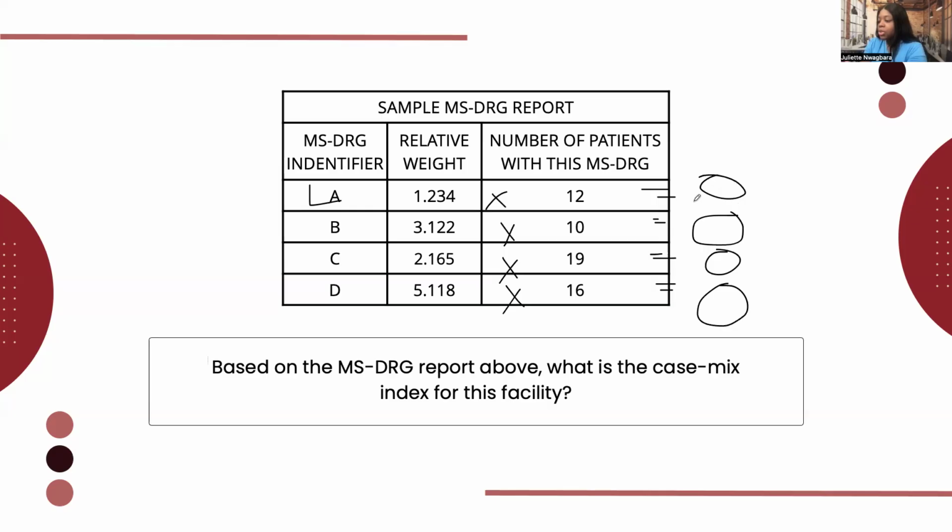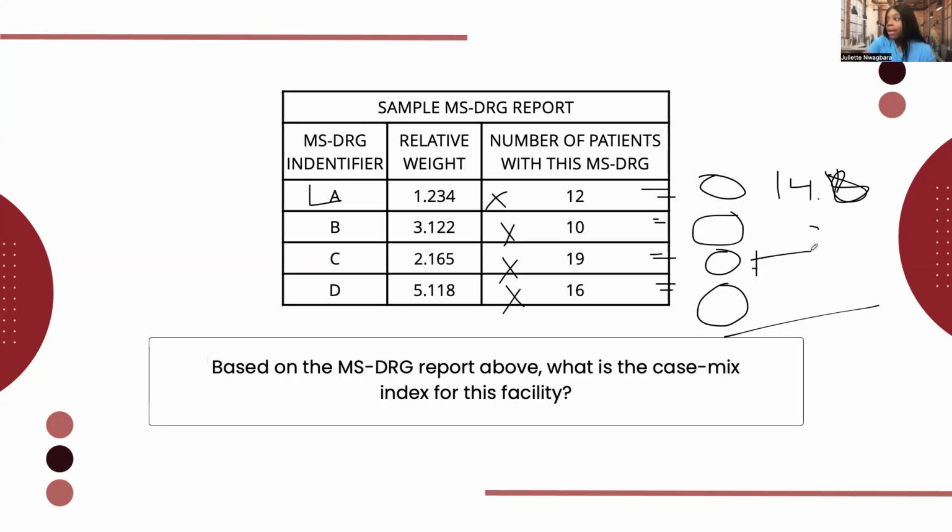1.234 times 12. I get, let's see, I get 14.8. So this one is 14.8. Oh, that's a really bad 8. But she'll keep on going down. And when you get all your numbers, you'll get numbers for each of these, right? You're then going to add all of these numbers together.